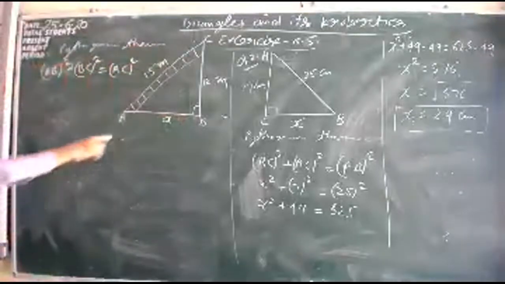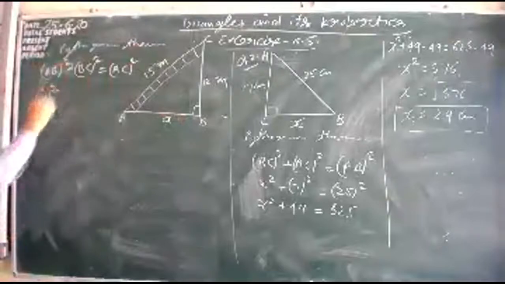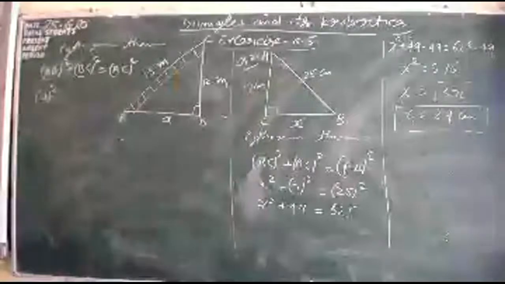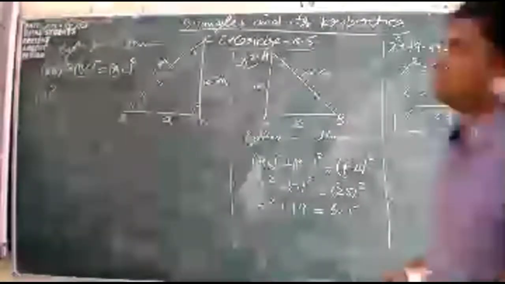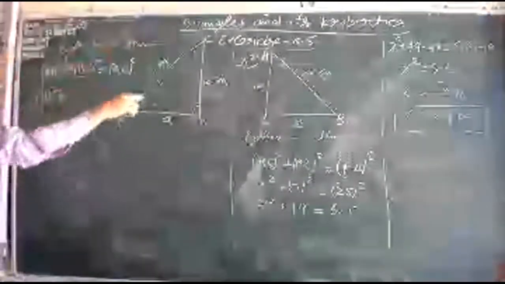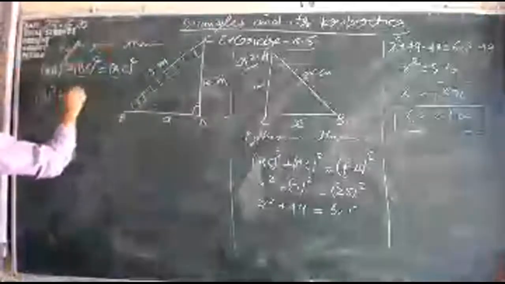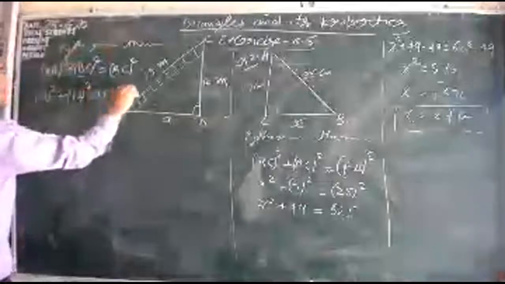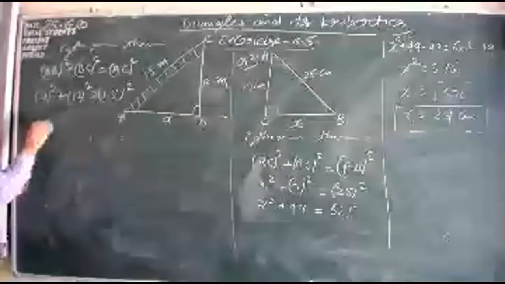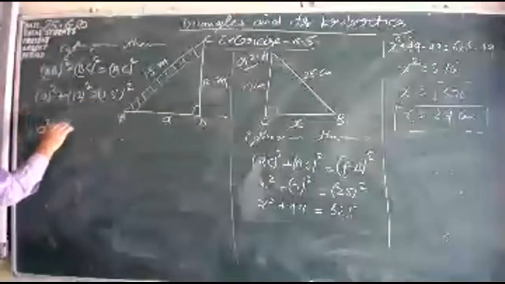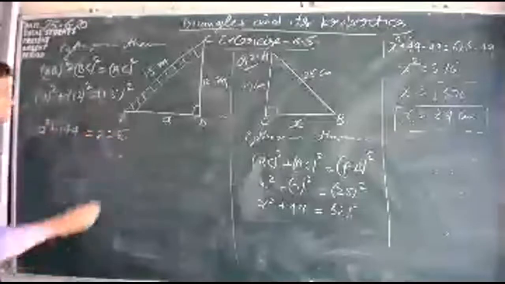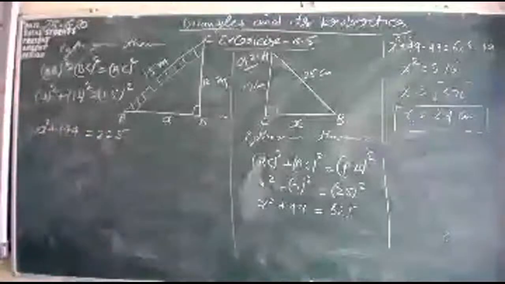Clear? AB is equal to A, and BC is equal to 12, and AC is equal to 15. Okay, a square plus 12 square is equal to 15 square. 12 square is 144. 15 square is equal to 225. Okay, and next one is a square.